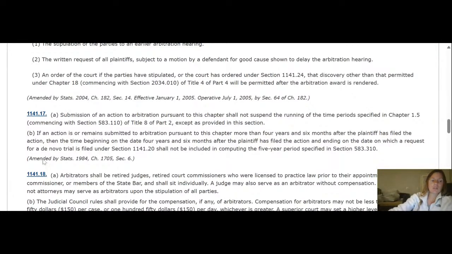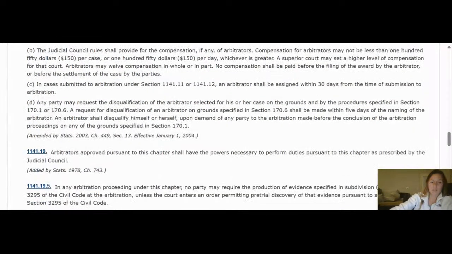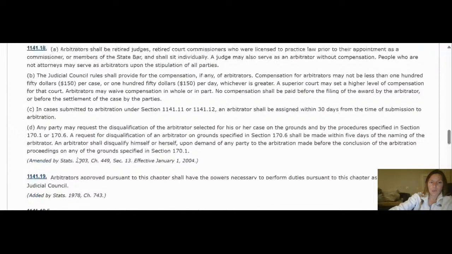I already read 1141.17. That's why I got so confused. We were talking about how much they can be paid. Okay. We're talking about being disqualified.